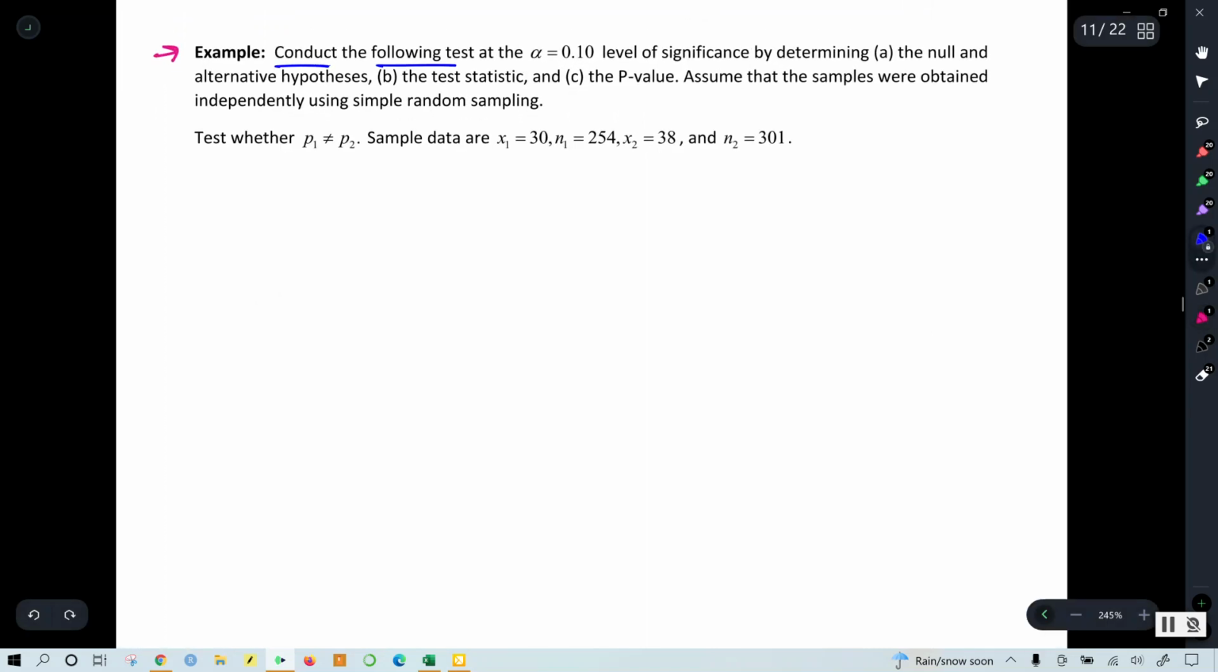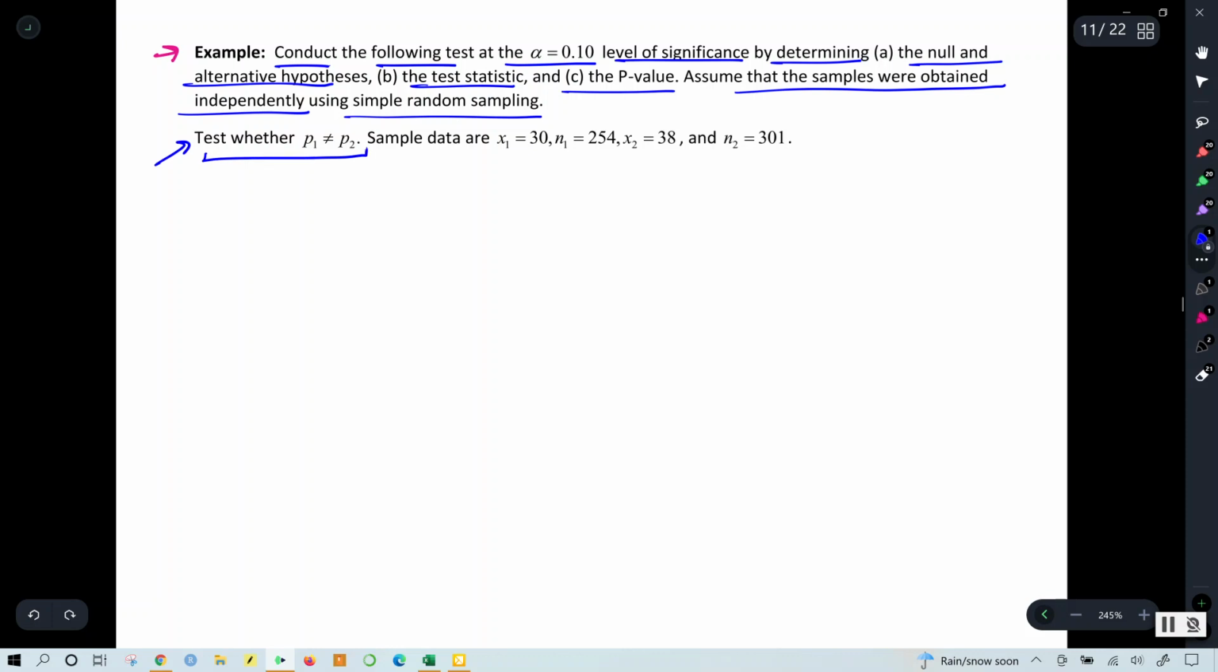We're to conduct the following test at alpha equals 0.10 level of significance by determining the null and alternative hypothesis, the test statistic, and the p-value. We are to assume that the samples were obtained independently using simple random sampling. This is a statement of what we want to test: we want to see if one population is significantly different from another, and the sample data collected from each of these populations are provided here. So, as it stands, we are ready to go.